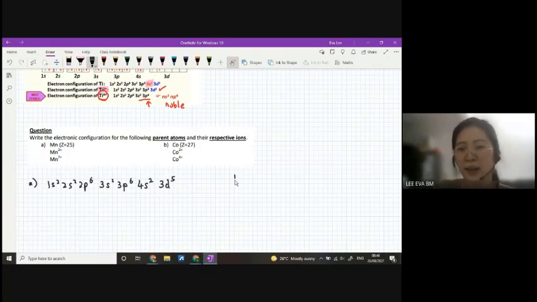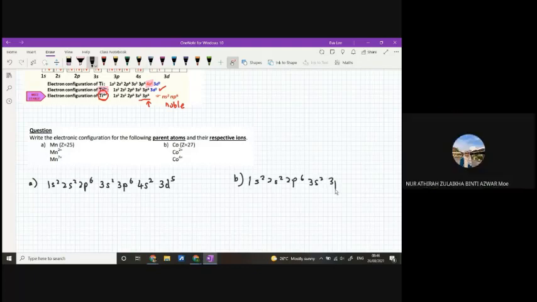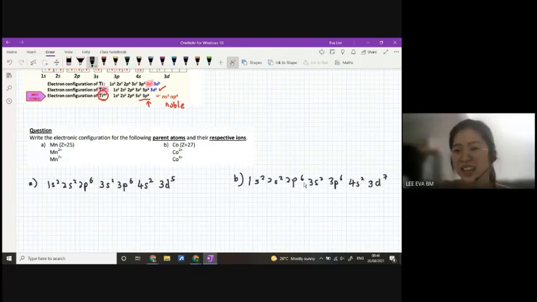10, 20, 25. Okay. How about for cobalt? Co is cobalt. You have the proton number of 27. So this one 25, this one 27. Then what will be its electronic configuration? 2p6, 3s2, 3p6, 4s2, and 3d7. 10, 20, 27.